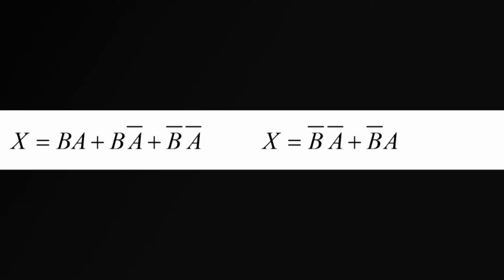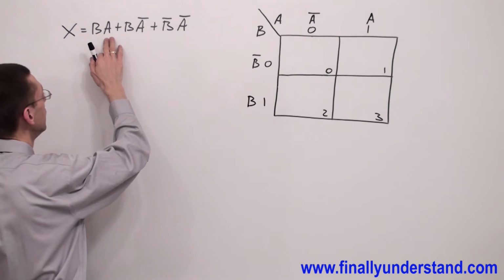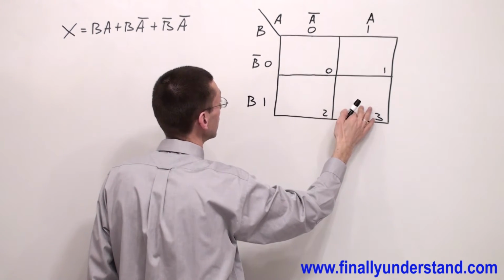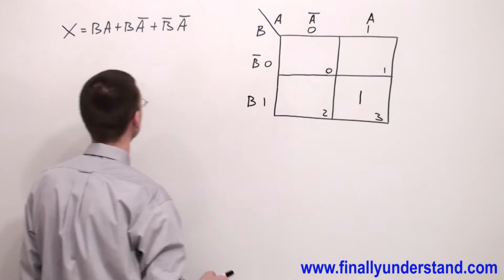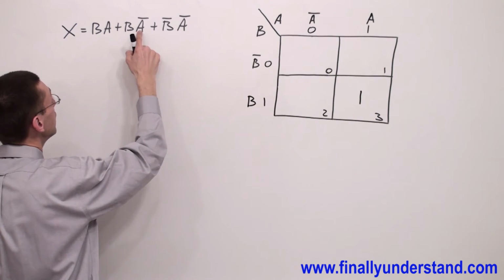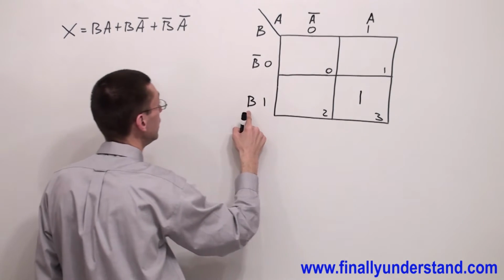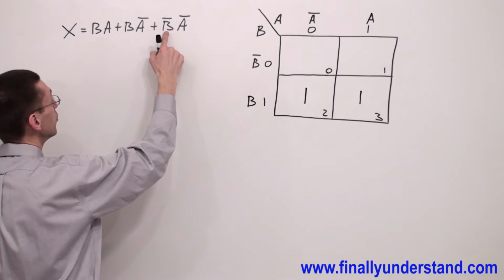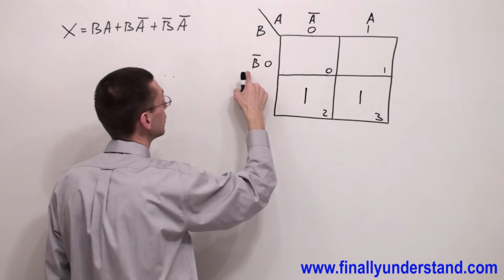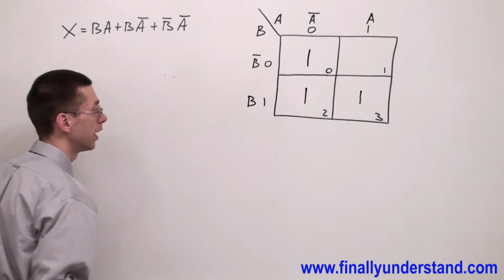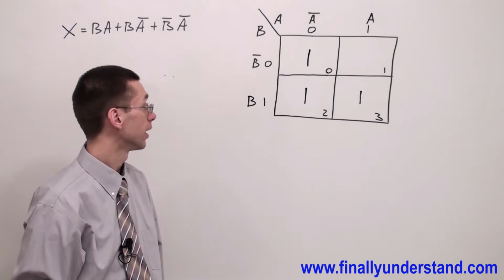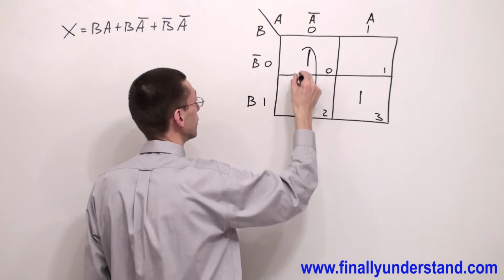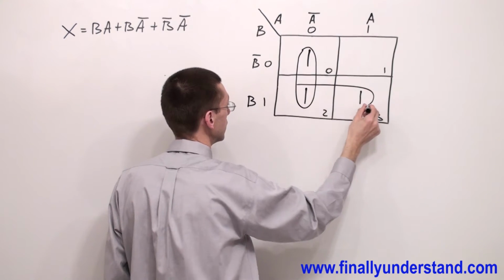Let's take a look at this example. This time I have B, A. I have to write 1 in this cell. Next I have B, A not. This is this cell. And next one I have B not, A not. I have 3 ones and I can create 2 groups. This is one group and this is the second group.